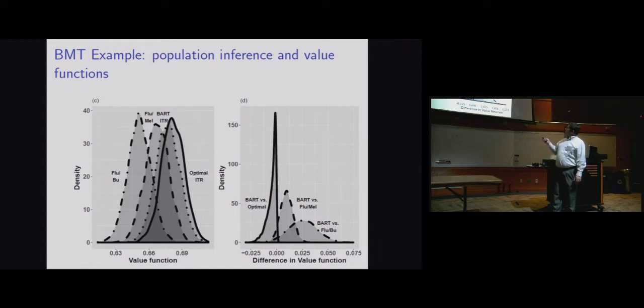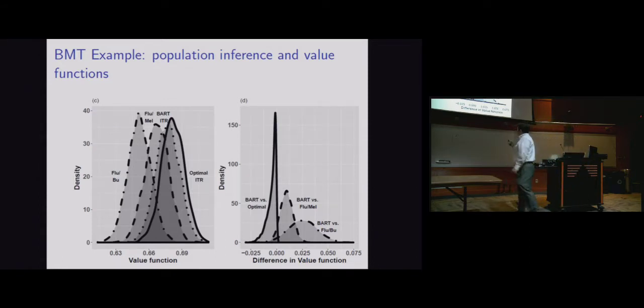BART versus flu-mel and BART versus flu-bu are both pretty much favoring BART in terms of the difference in value function, right? BART has a higher value function than both of these other strategies where you just give everybody the same treatment.